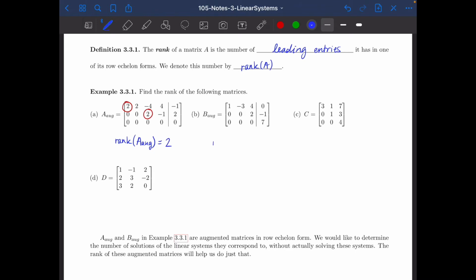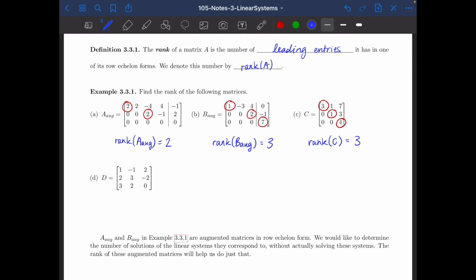In part B, what's the rank of this augmented matrix? Again, this matrix is already in row echelon form, and so we count the number of leading entries. There are 3 leading entries, and so the rank is 3. In part C, what's the rank of matrix C? Well, again, this matrix is already in row echelon form, and so we count the number of leading entries it has. It has 3 leading entries, and so the rank of C is equal to 3.